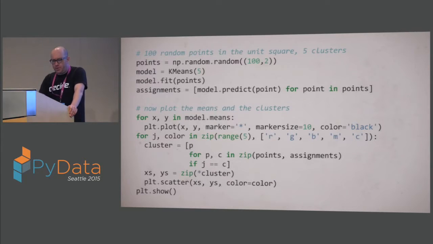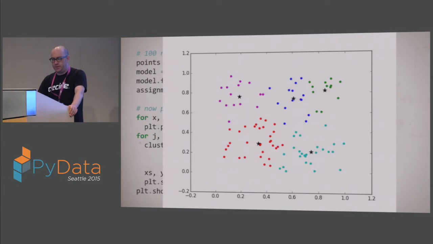So if I do this, I start with 100 points in the unit square. K means 5. I fit the model on those points, and I do the predictions. I can plot those and get the same graph I showed you before.